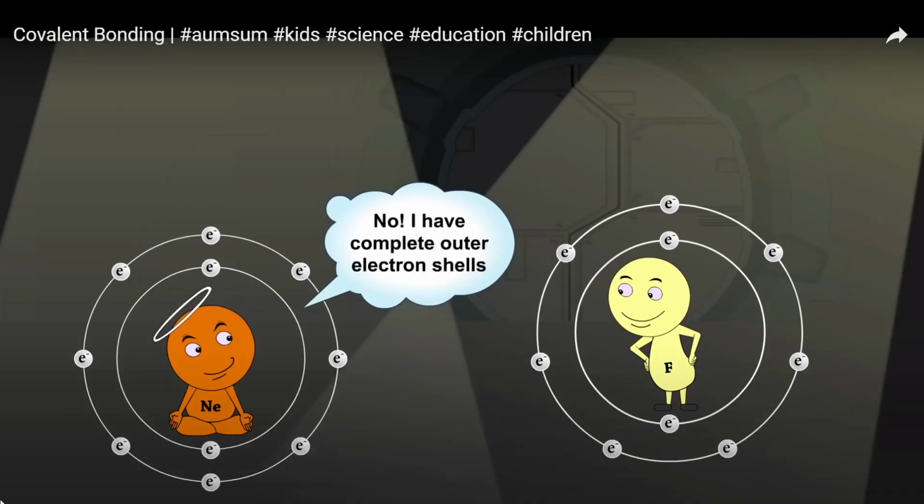Okay, so little fluorine comes along and says, hey, do you want to form a bond? And then neon says, no, I have a complete outer electron shell already. Too bad. Stay away.